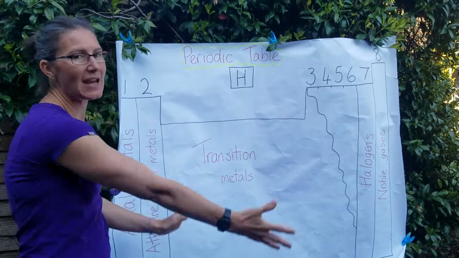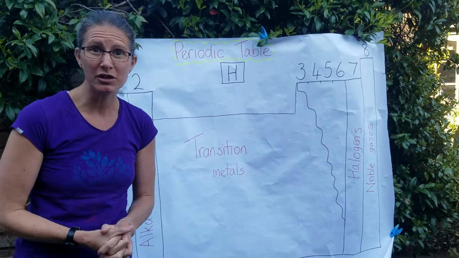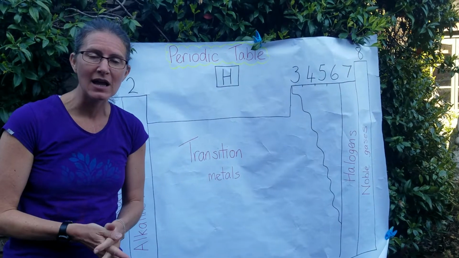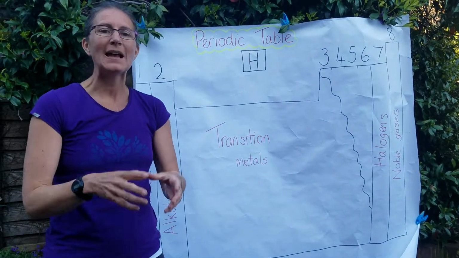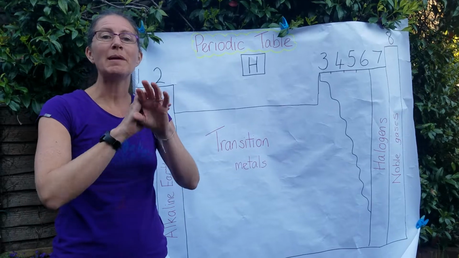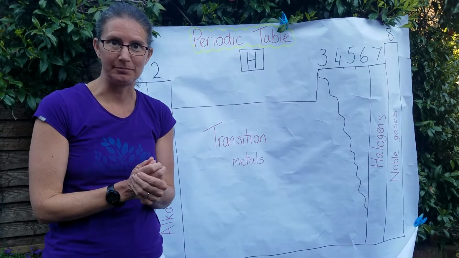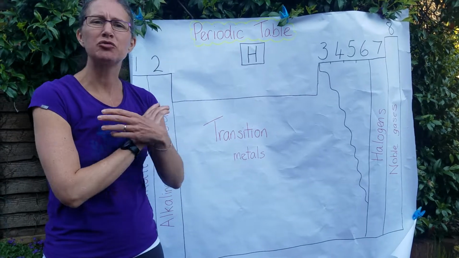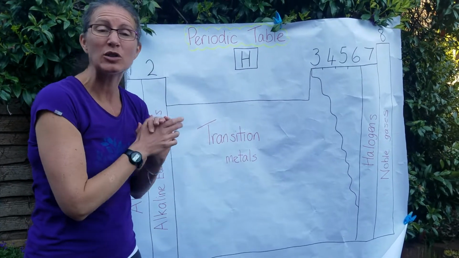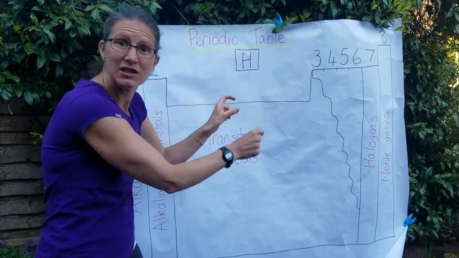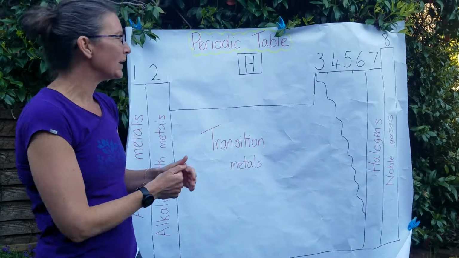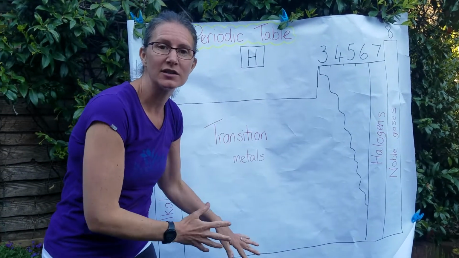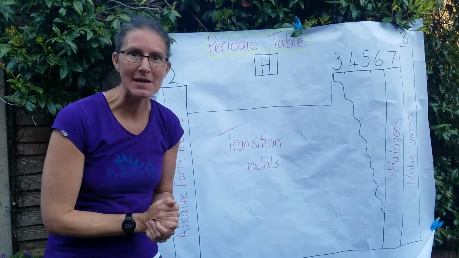So this table has just under 120 different elements. And remember that an element is a pure substance. It's only made up of one type of atom. So I haven't split this into little boxes because really for this part, we don't need to know the individual little elements. We need to know what different areas of the periodic table mean.